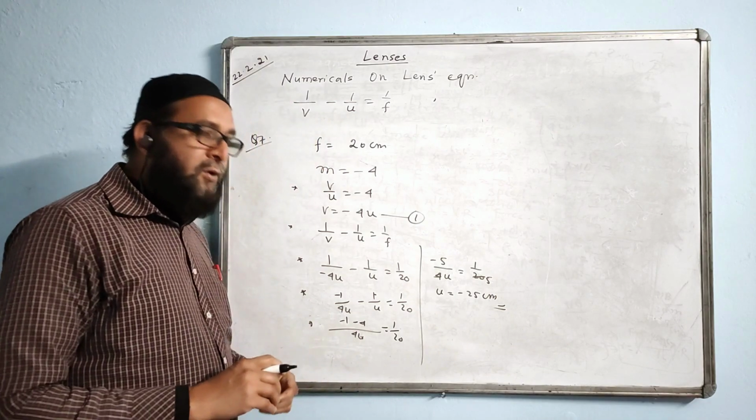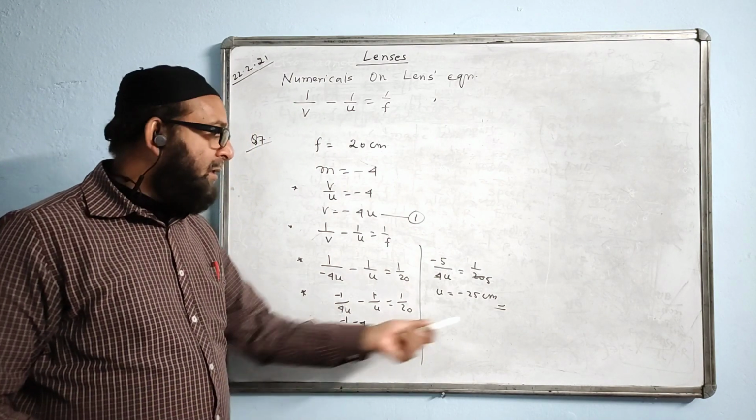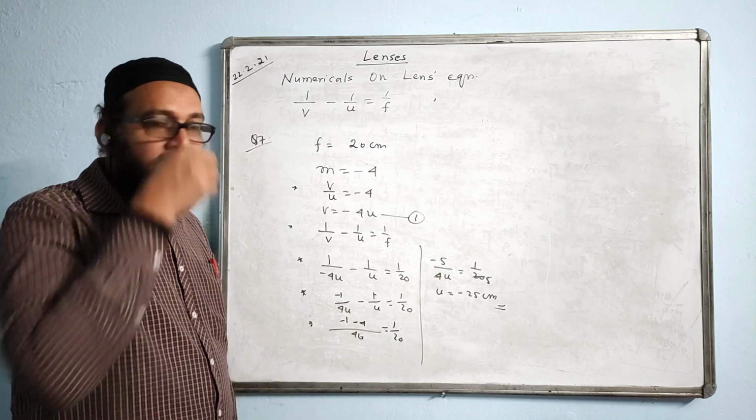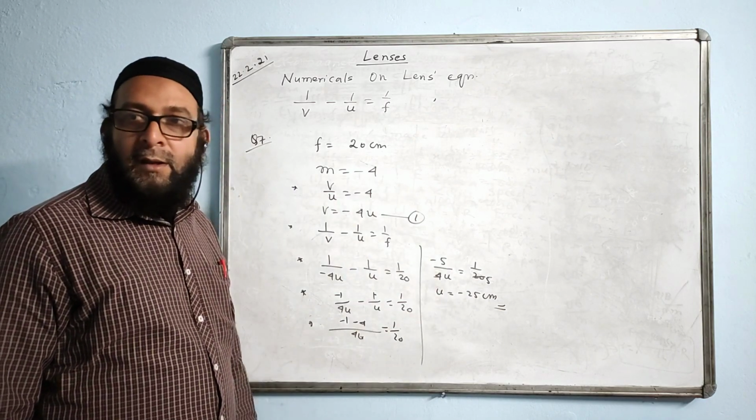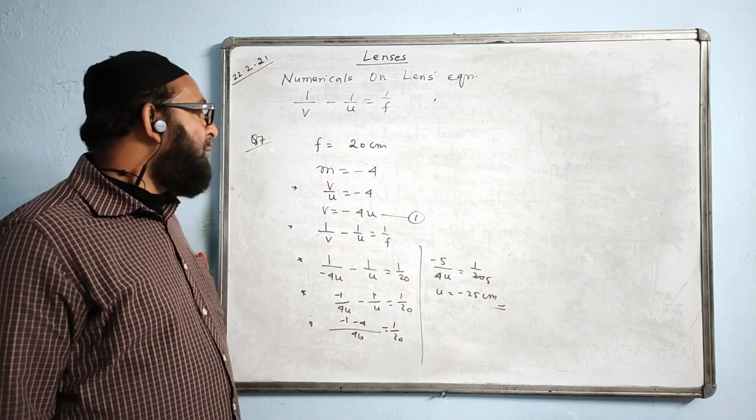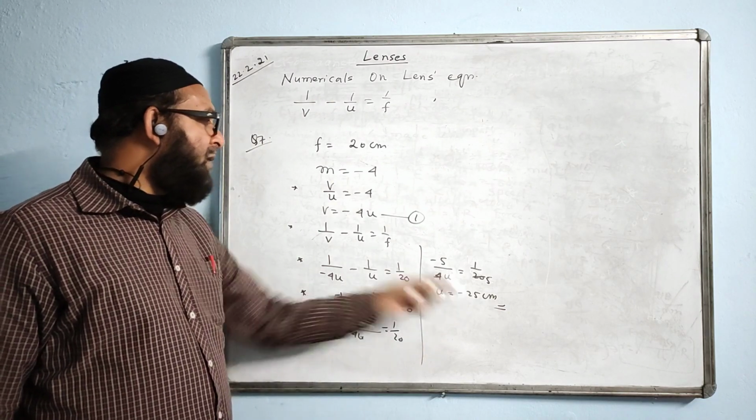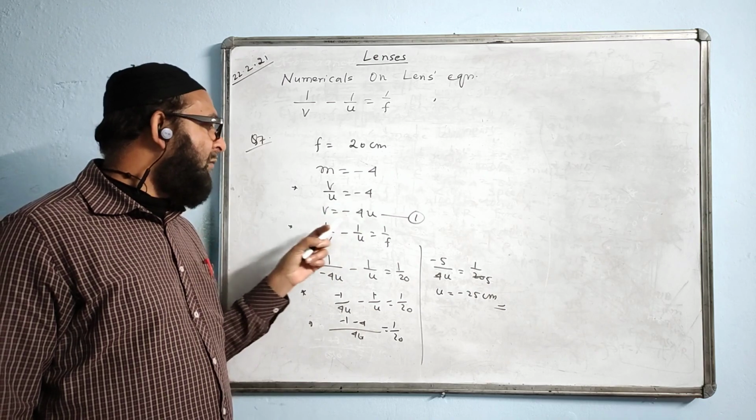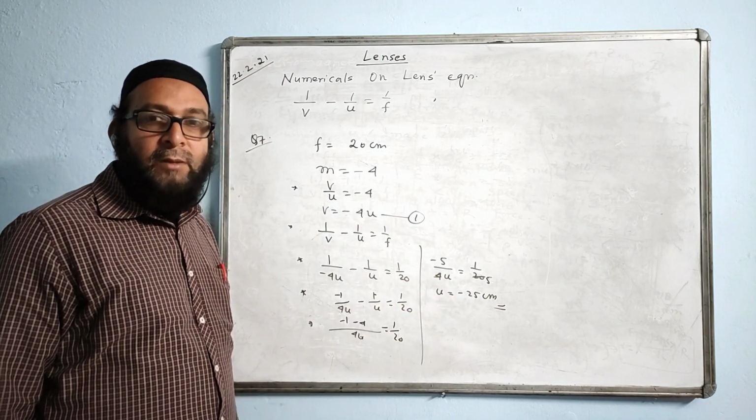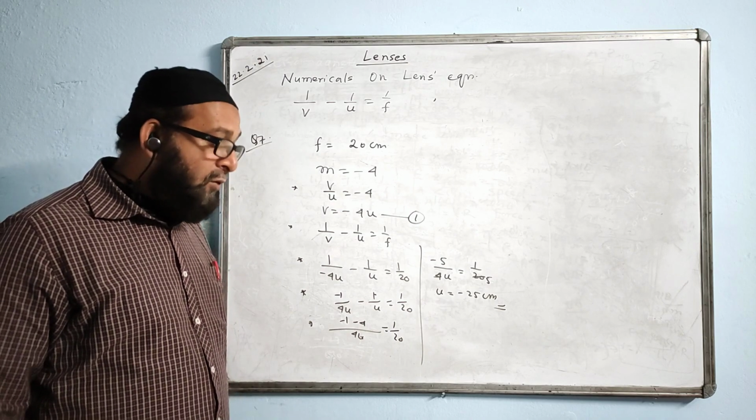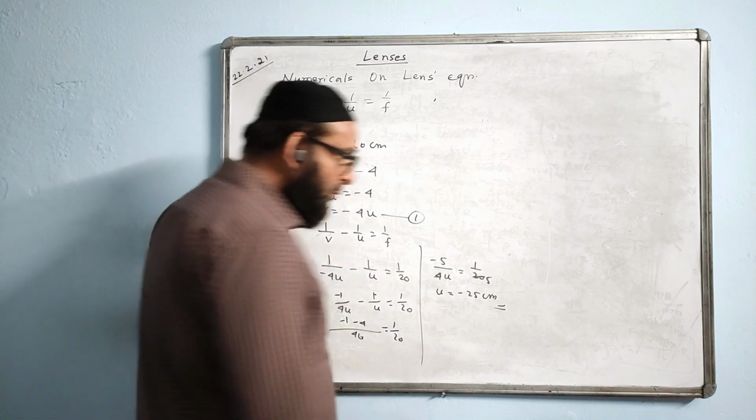The sign of u should come always negative, and it is coming negative. That means the object is placed at a distance of 25 centimeters in front of the lens. If question asks you find the position of the image, the value of u minus 25 will put here and get the value of v. Minus plus and 4 into 25, the answer will become 100 centimeters. If question asks, then we will give it.